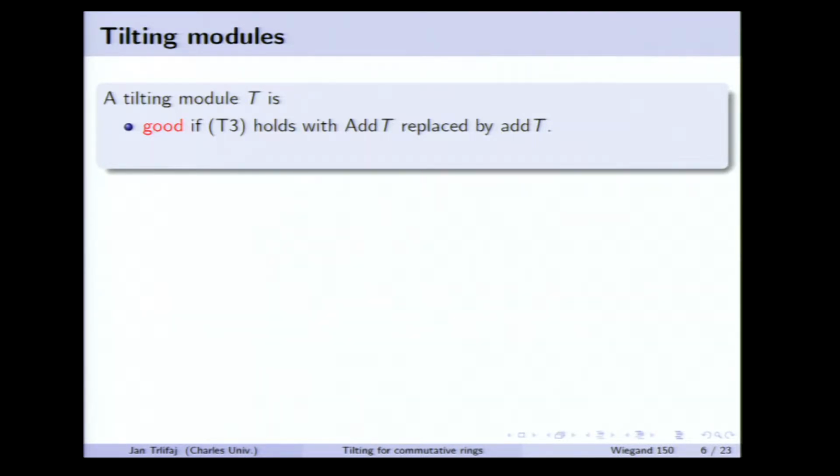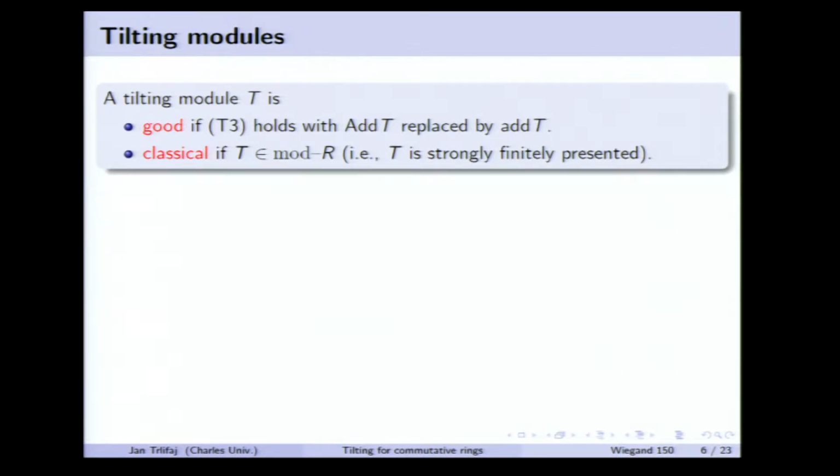The first one are called good, and I think this goes back to Silvana Bazzoni in 2005 maybe. Good means that in this condition T3 you can replace the direct sums of possibly infinite copies of T by direct sums of finite copies of T. That's the small r, the usual notation.